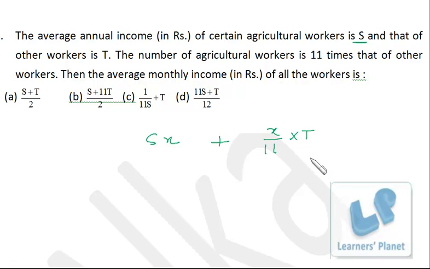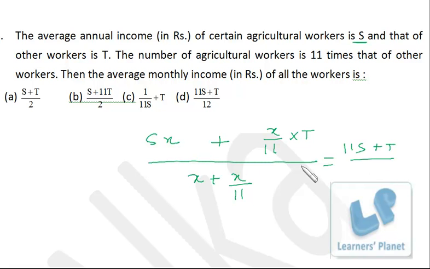This is the total annual income of all the workers. Now how many workers are there? Agricultural workers x, and non-agricultural workers x by 11. So these are the total number of workers, right? So that's simple. What you can do is take x as common, and after that you can just take the LCM. So it is (11S plus T) upon (11 plus 1), 12. Okay, so that's pretty simple.